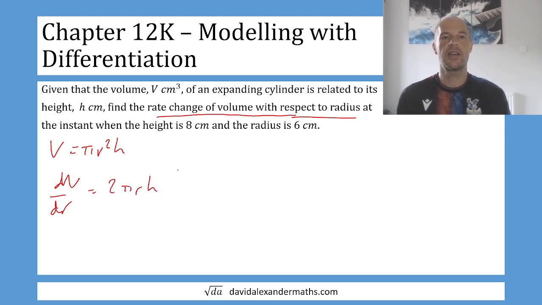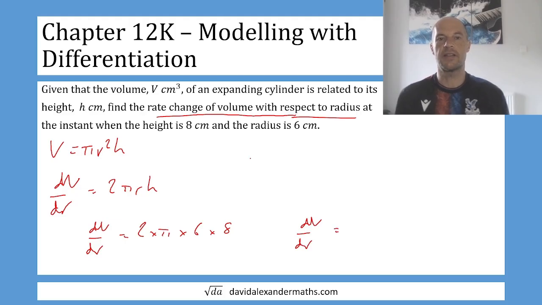So what is the rate of change when the height is 8 and the radius is 6? Well, therefore our dv by dr is going to be 2 multiplied by pi multiplied by the radius, which is 6, multiplied by 8, and therefore dv by dr, again the rate of change of volume with respect to radius, is 2 times 6 times 8, which is 96 pi.